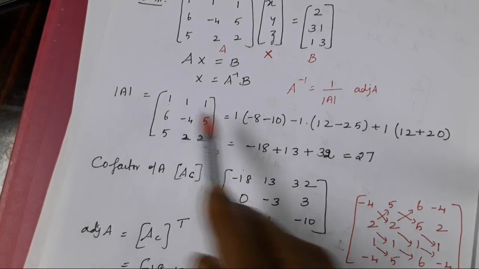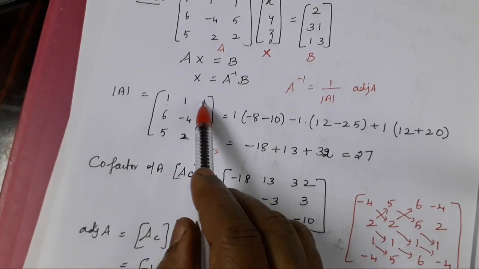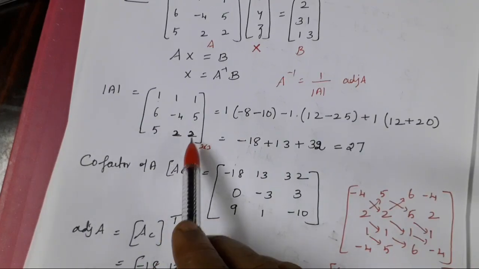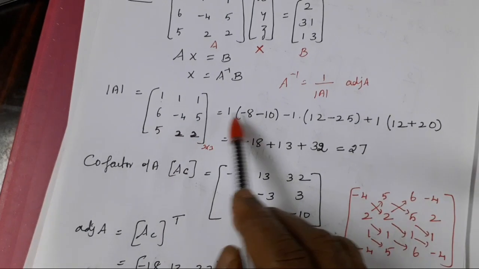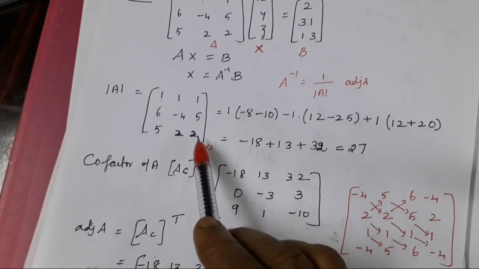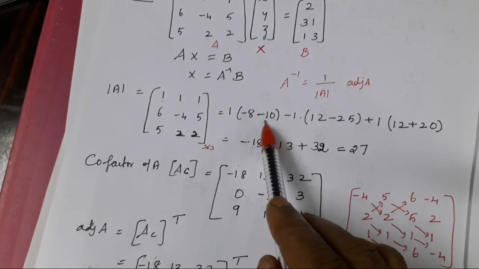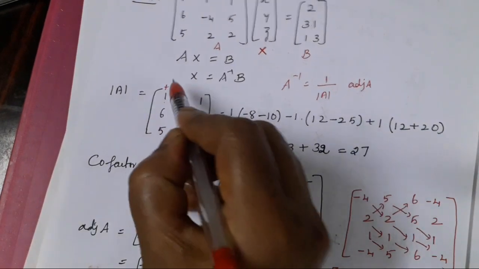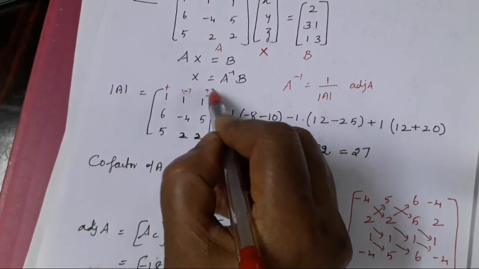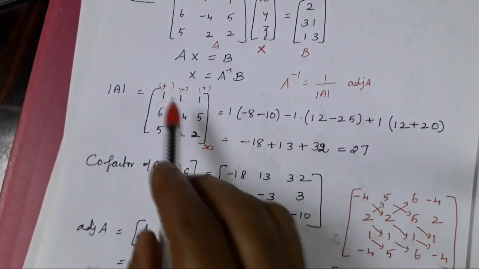See the first element, 1. 1 into, you leave that row and column. The balance is: 4 2s are 8, minus, downward minus upward, 5 2s are 10, so minus 8 minus 10. The signs go plus, minus, plus. The second one is minus, so the second element, 1, becomes minus 1.